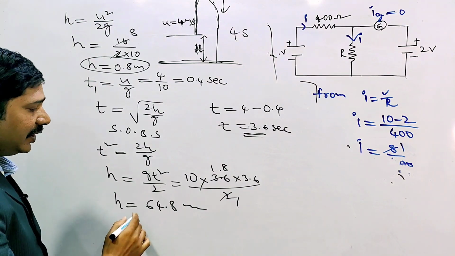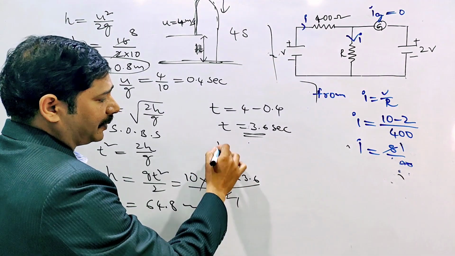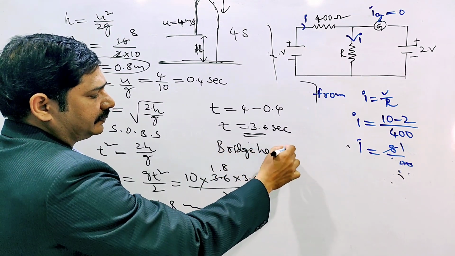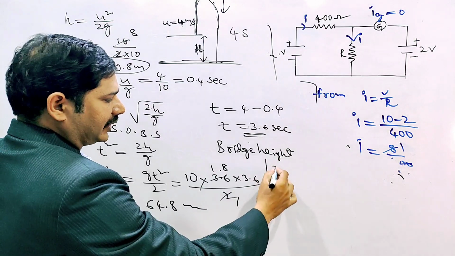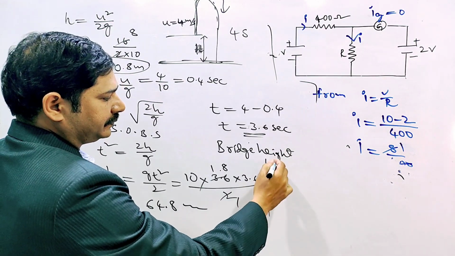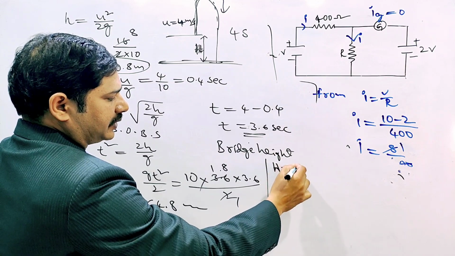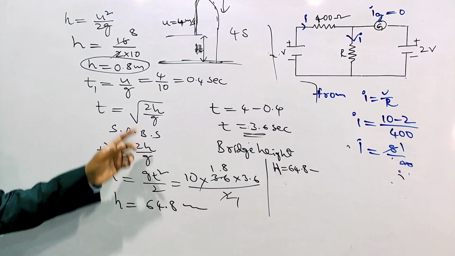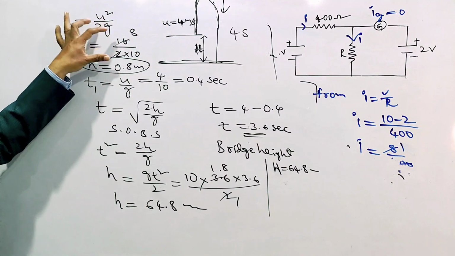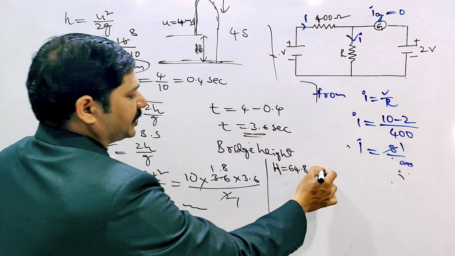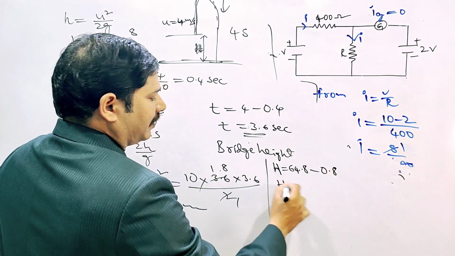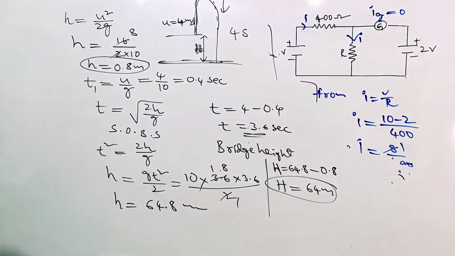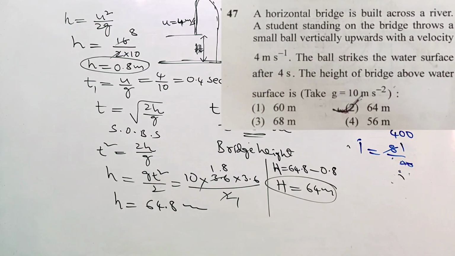From that we have to remove the extra height. The total height we got is 64.8 minus 0.8. So the bridge height is 64 meters. Which option is correct? The second option is the correct option.